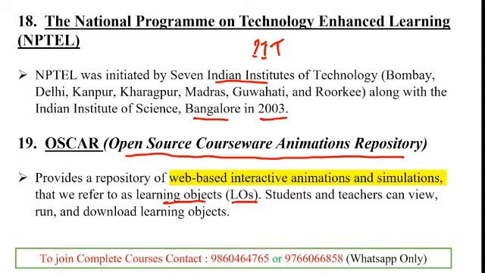You can see in your small classes, like in 8th or 9th standard, you can see software like GIMP. And there you can use the animation system. You can create animation, run and view, download, etc. But in Oscar, or this Open Source Courseware Animation Repository, you can easily get the learning objects in an animated manner, and the students and teachers both can view, run and download these objects. Clear?